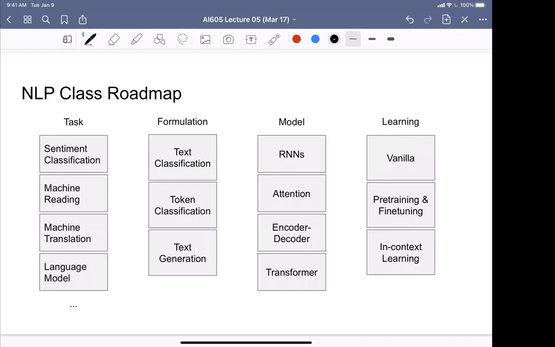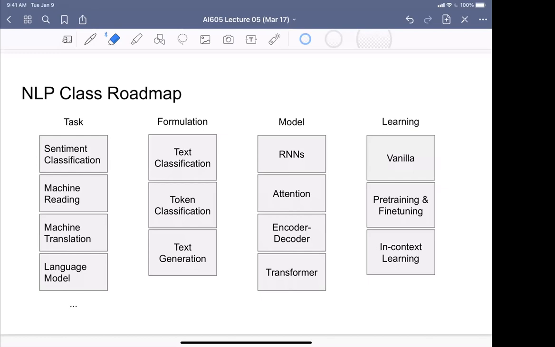So sentiment classification, because you want to classify each text into positive or negative. Machine reading, because you want to do question answering. And I think you're familiar with what translation is. Basically just translating English into Korean, etc. And language model, we have not gone into the details yet, but you can think of it as predicting what the next word will be. So something similar to, I would say, at this point, dialogue generation.